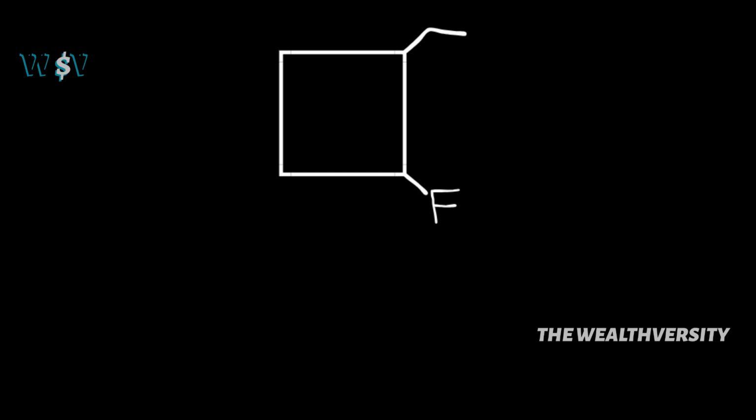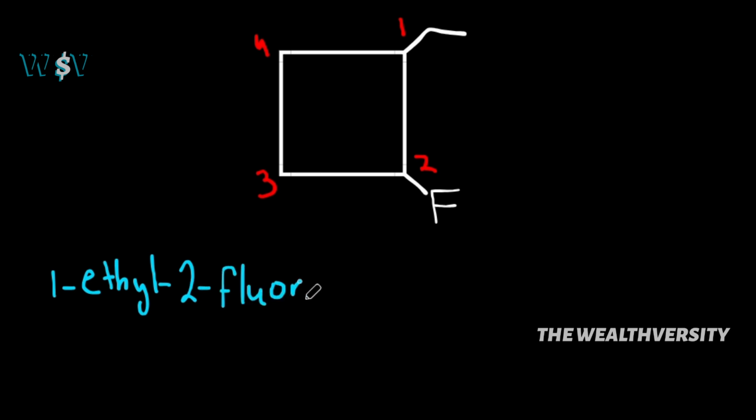Well, just like before, you would want to number it to have the smallest position numbers possible. So would you start with the ethyl or fluorine? Since ethyl comes first alphabetically, we will start with ethyl, so 1, 2, 3, and 4. Just like before, we write 1-ethyl-2-fluoro. Since it's a cyclic structure, we then write cyclo, and then the parent chain name, which is butane. So this compound is called 1-ethyl-2-fluorocyclobutane.